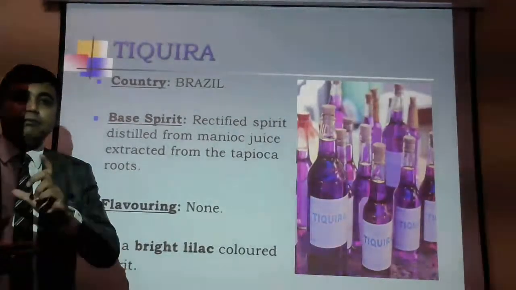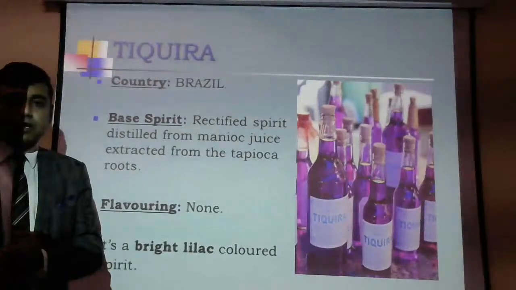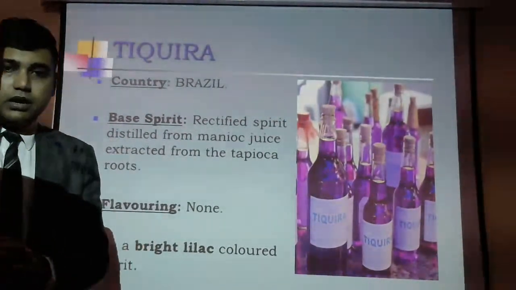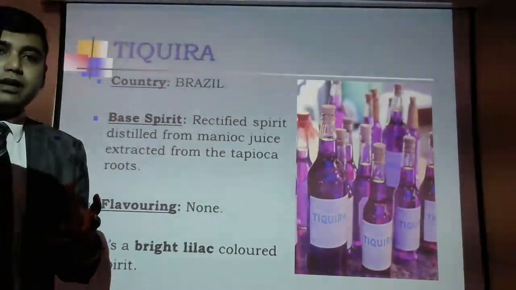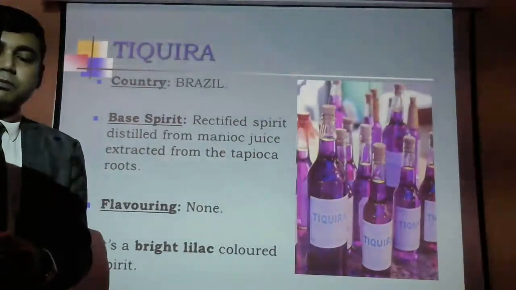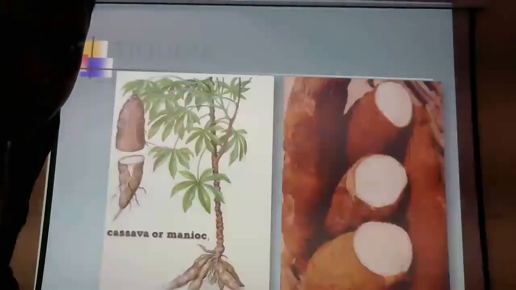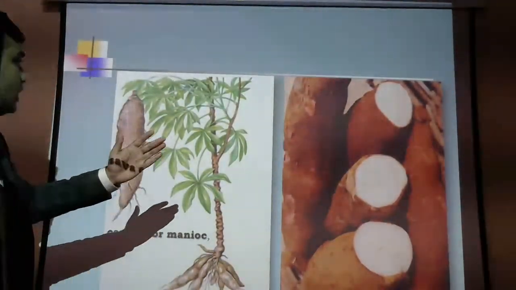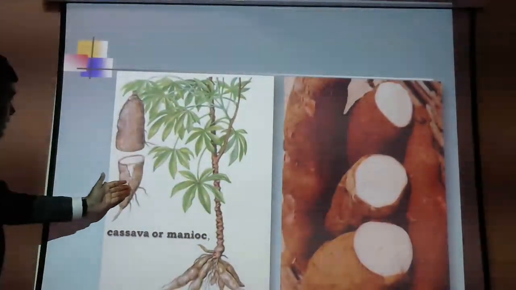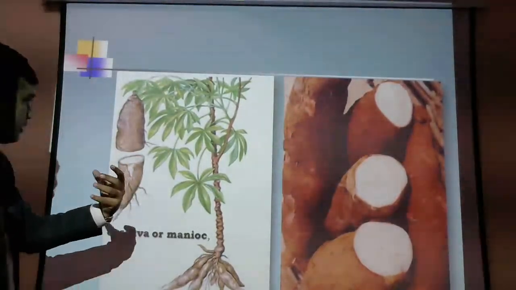The color is a bright lilac-colored spirit, meaning more like a purple-colored spirit, known as Tiquira from Brazil. Because Brazil is a tropical country near the beaches, people enjoy it in the evening with soda or lemonade. This is how the tapioca roots look, and this is the cassava root, which is de-skinned, and then you extract the inside part.